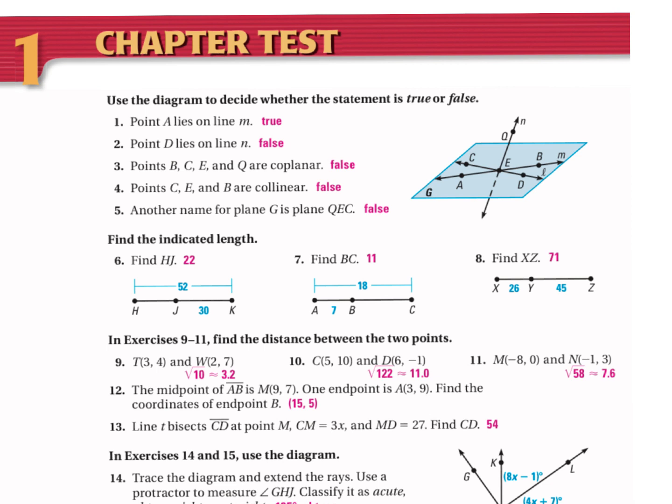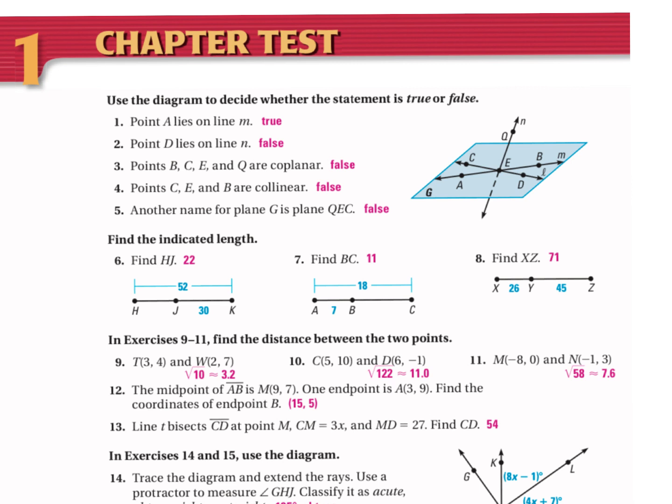Well, point A is right here, and you can see that, yes, it is on line M. So that's why that statement is true. Then the next one says point D, which is over here, lies on line N. Well, N is going this way. D is not located on line N, so that one is false.